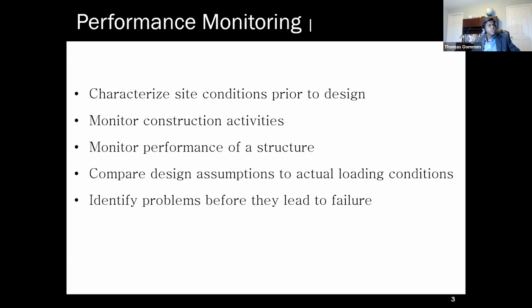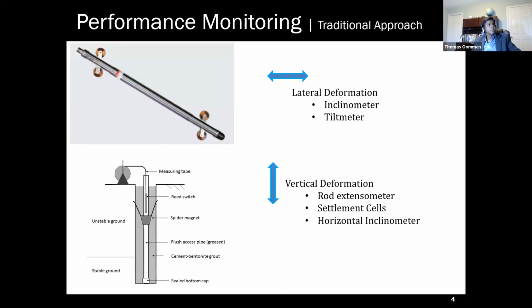Traditionally, we do performance monitoring of infrastructure to characterize the site prior to a design or monitor construction activities, monitor performance of a structure, compare design assumptions to actual loading conditions, and identify problems that lead to failure. So these are the traditional reasons for doing monitoring. And now, how do we do monitoring of landslides and critical infrastructure?